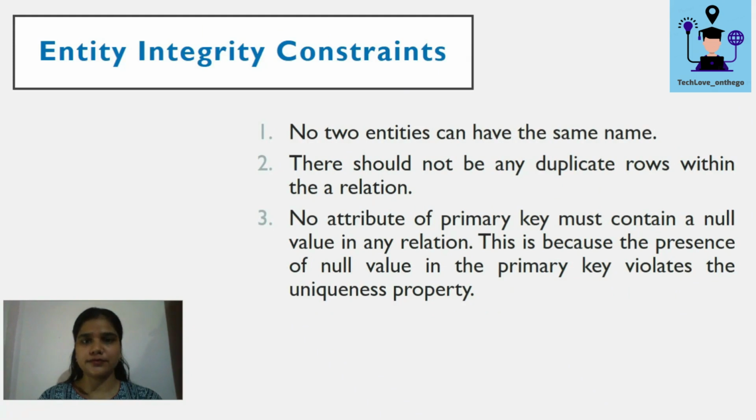Entity integrity constraint. It says no two entities can have the same name. So two entities cannot have the same name, otherwise you will not be able to recognize them. There should not be any duplicate rows within the relation. No attribute of the primary key must contain a null value in any relation. So no primary key should contain a null value. This is because the presence of a null value in the primary key violates the uniqueness property. If there is more than one null value, then you will not be able to uniquely recognize the tuple with the help of the primary key. So this is the constraint which says that a primary key cannot have a null value.